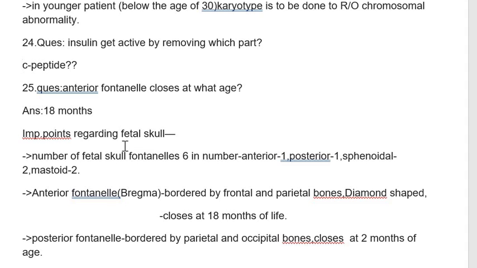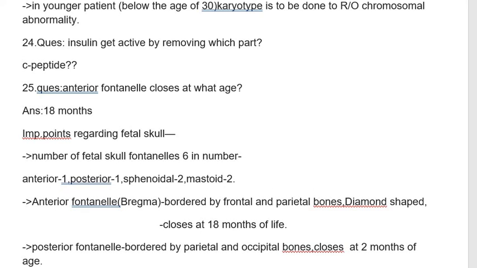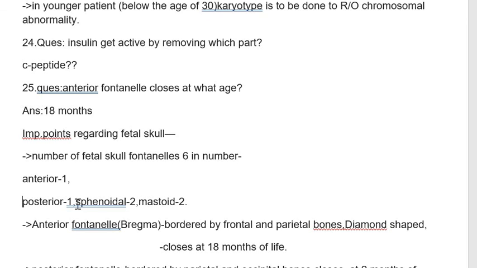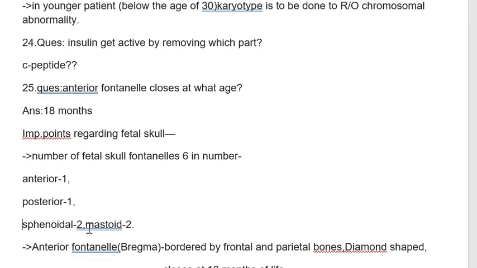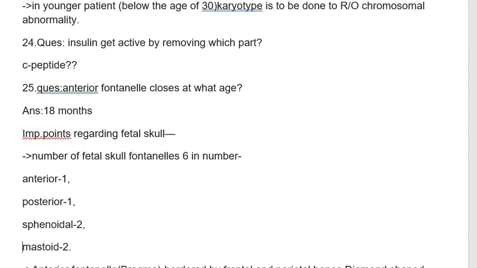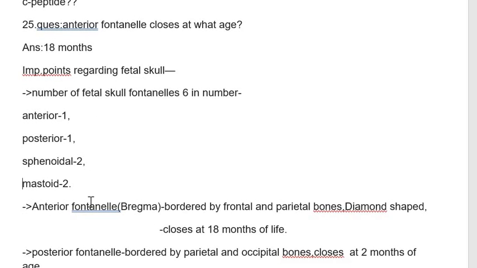Question number 25. The anterior fontanelle closes at which age? The answer is 18 months. So the fetal skull is very important for you. You should know that the number of fetal skull fontanelles is 6. Don't think that we have only 2, the anterior and the posterior. Anterior and posterior are more important and we talk about them more, but there are 6: 1 anterior, 1 posterior, 2 sphenoidal, and 2 mastoid. These are the 6 fontanelles in the fetal skull.